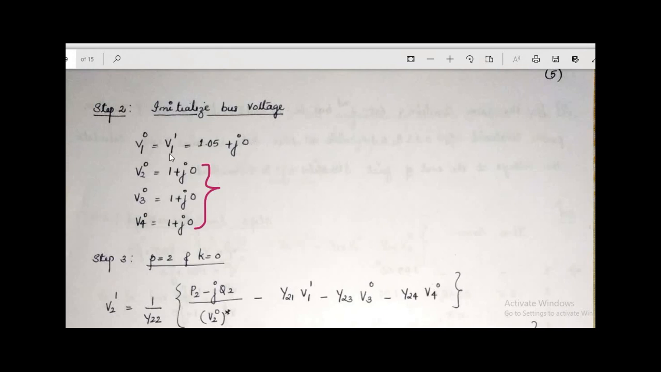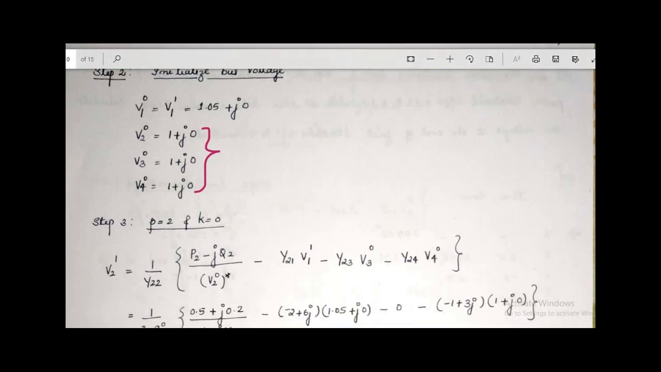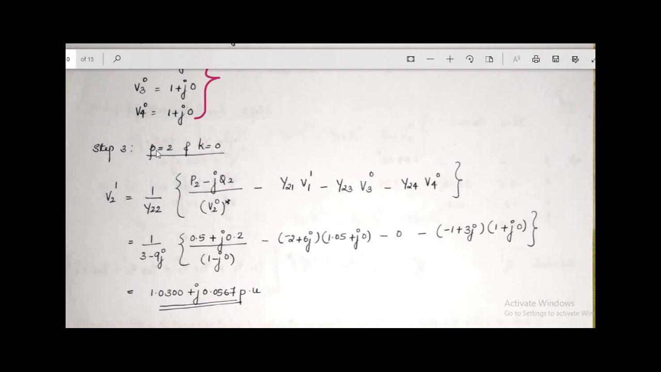Okay, so here the slack bus value is given as 1.05, and the voltages of the second, third and fourth buses, which are load buses, are assumed as 1 + j0. Proceeding just like that, what is the next step? Calculation of bus voltages. First it is given like this. Okay, everything is given.